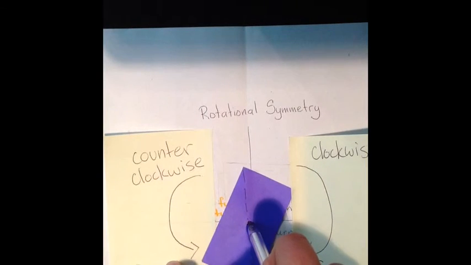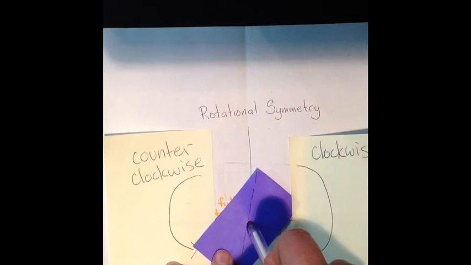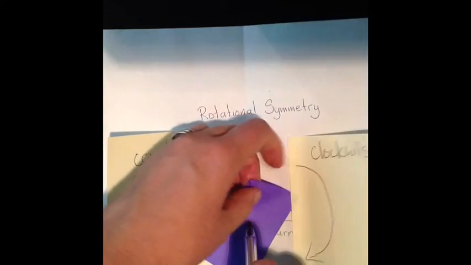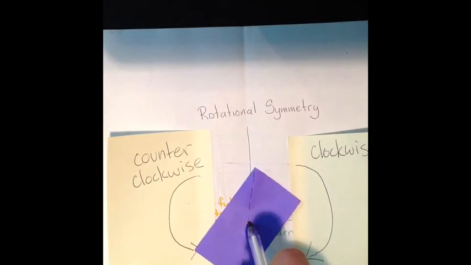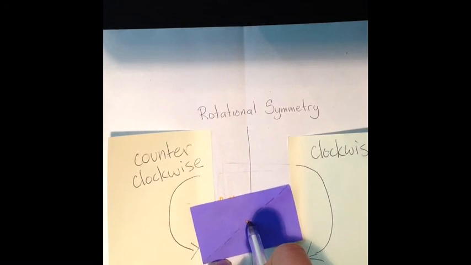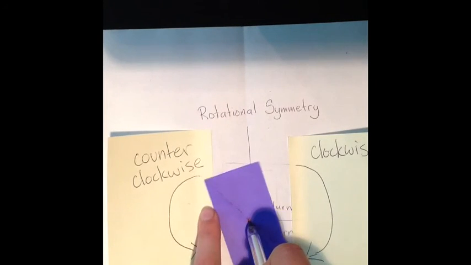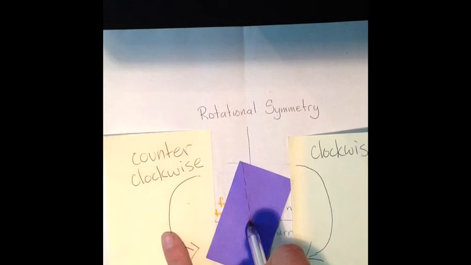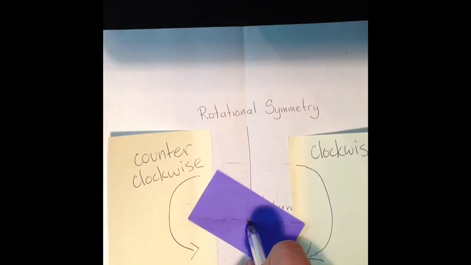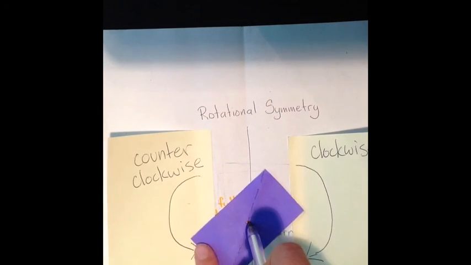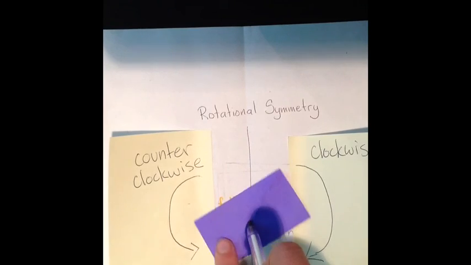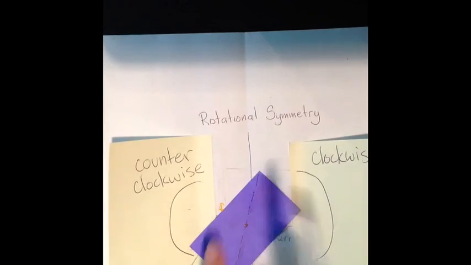So we can describe rotational symmetry. We can rotate it 1/2 turn clockwise, and that's turning or rotating in the same direction the clock hands move. Counterclockwise is in the opposite direction that the clock hands move. Counterclockwise, clockwise.